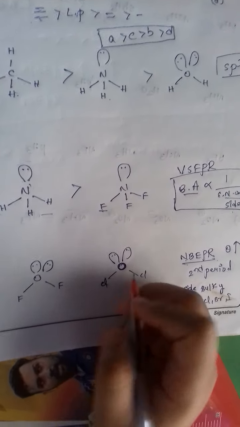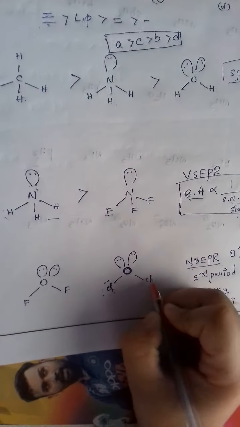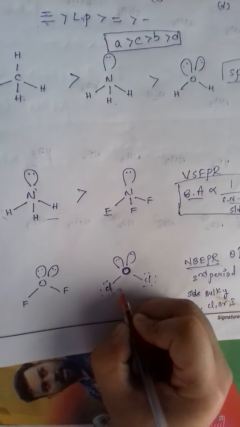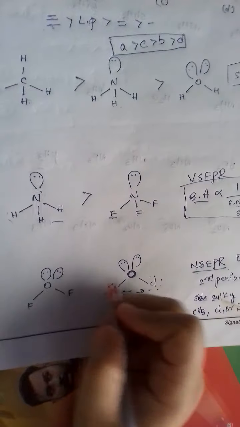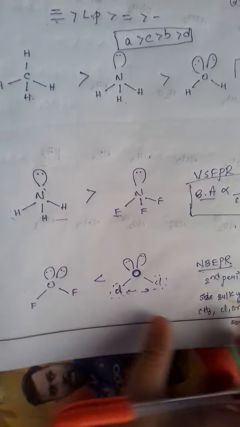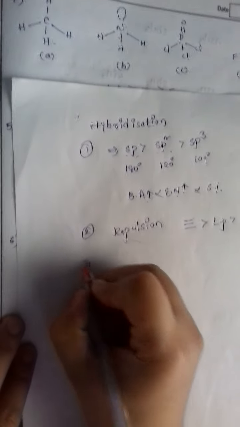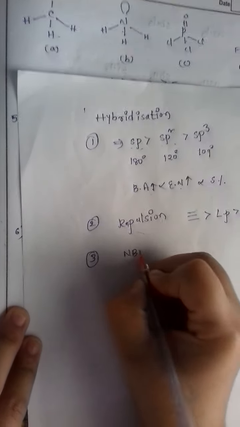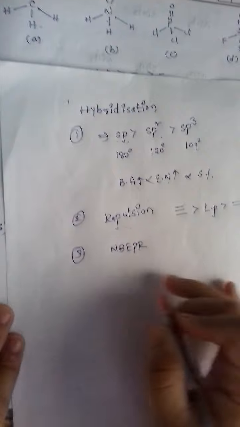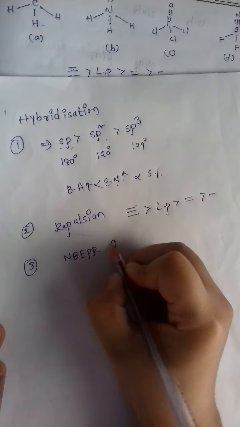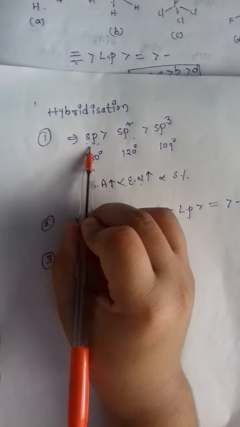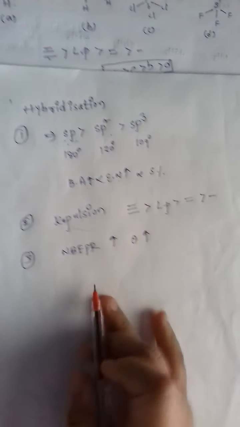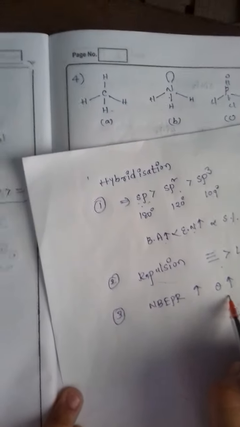Actually, here there are lone pairs. These lone pairs will also repel and go away from each other, so the bond angle increases. Here NBPER dominates. Okay, so let's check it out. Now the third one is NBEPR. Angle increases. First we always see hybridization, then we see repulsion, and then we see NBEPR.